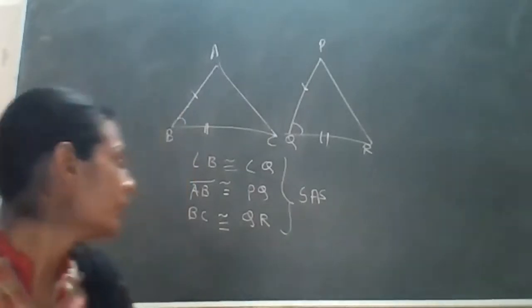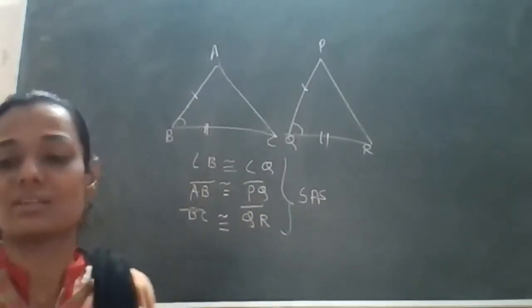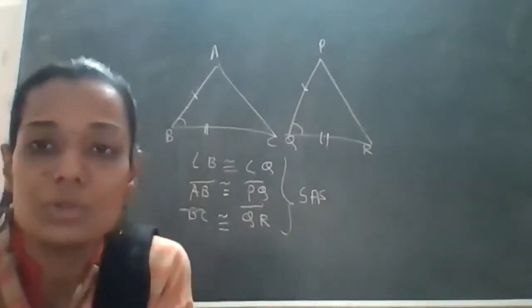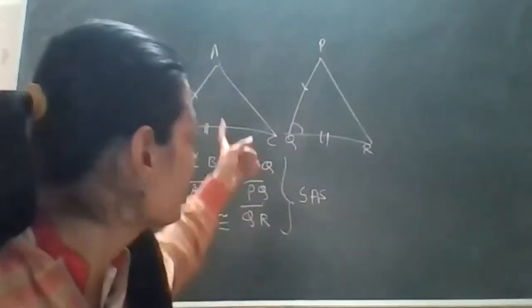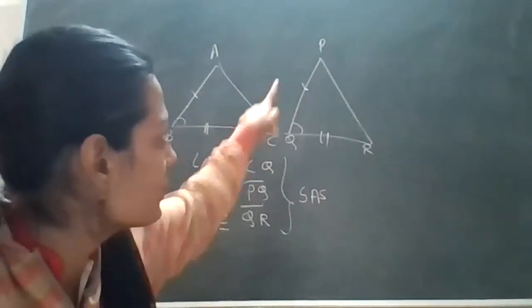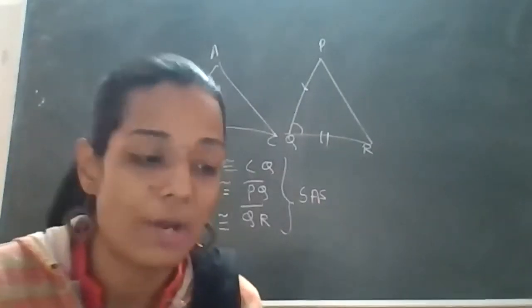Line segments should be represented clearly. Is it clear to everyone? Now you can write that triangle ABC is congruent to triangle PQR. Like this way you have to write it.